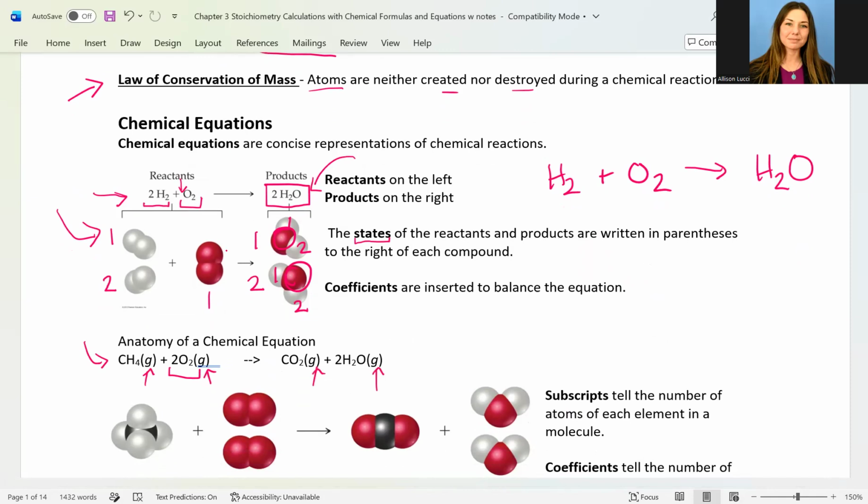The coefficients that I mentioned, those are the numbers out front, and they tell us what the ratio is of each of the reactants when they combine. So I have 1 mole of methane here, so CH4, to 2 moles of oxygen, and then when they react, they produce 1 mole of carbon dioxide and 2 moles of water vapor.